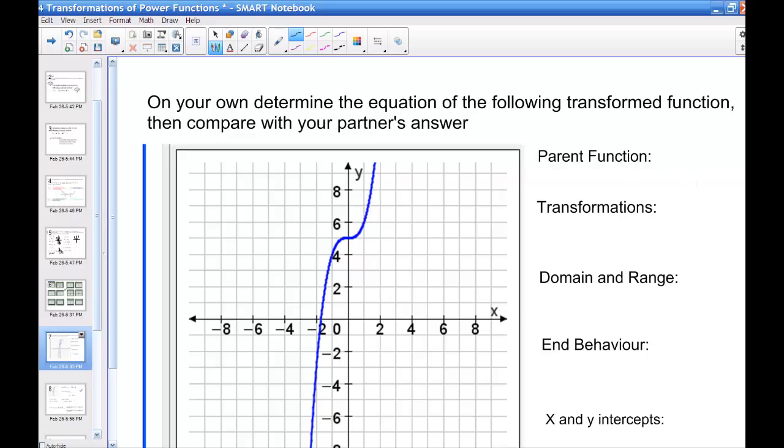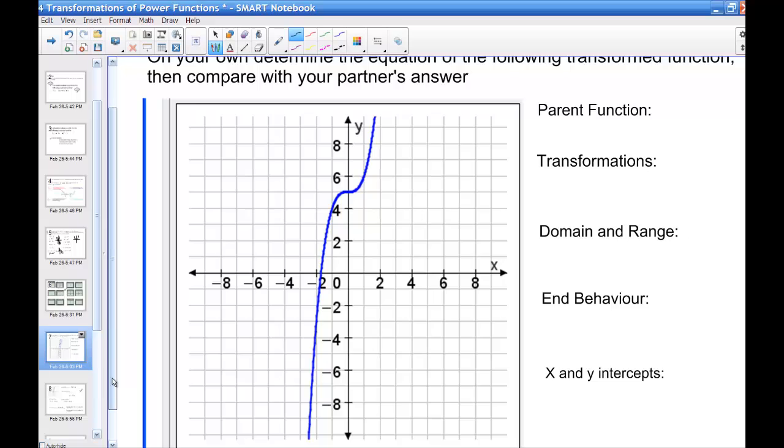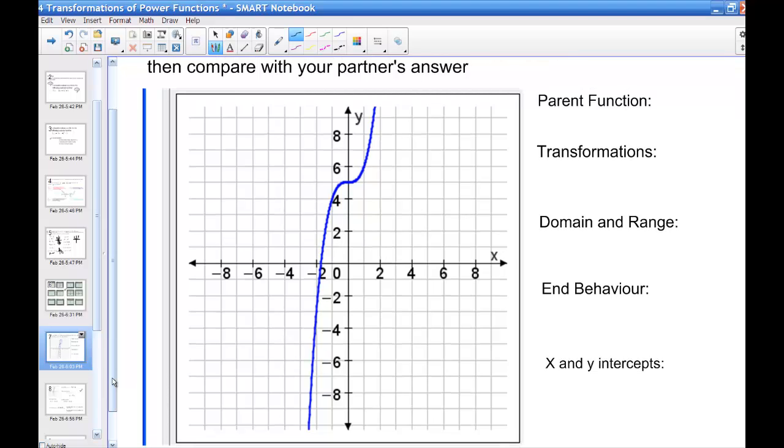On your own, determine the equation of the following transformed function. So the parent function would be... Now I want you to pause the video and try to do the transformations on your own. Once you're finished, play the video again and compare to what you got.